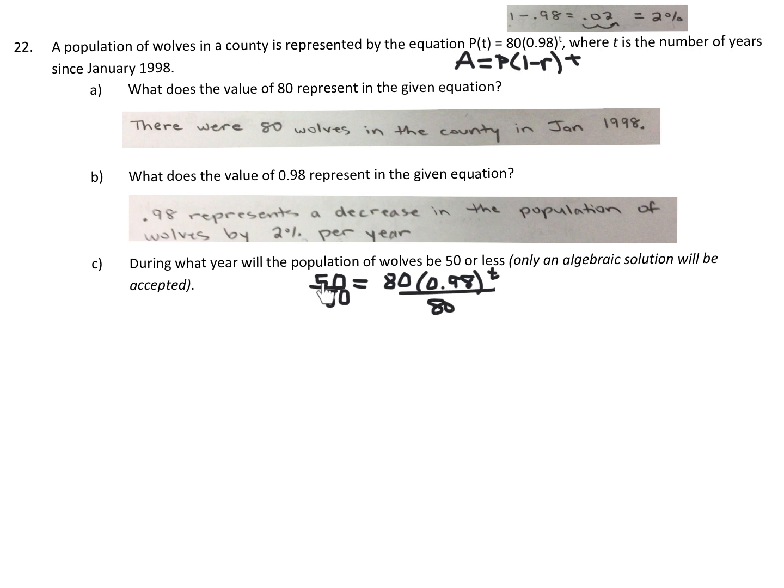All right, so I'm just going to simplify this fraction to 5/8. And then on the right side of the equation, the 80s cancel, leaving us with 0.98 to the t power. Now that I have this base that contains the exponent on it by itself, this is where I put the word log in front of both sides of the equation.